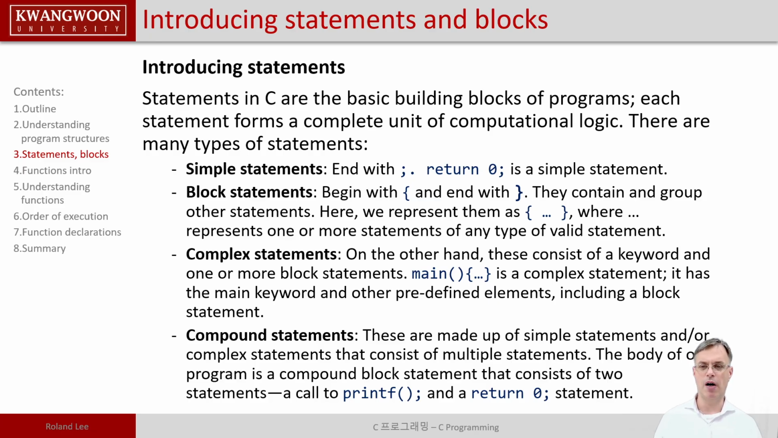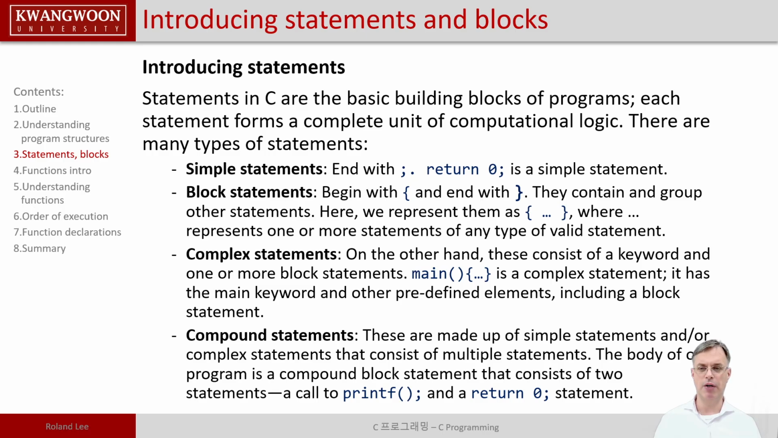Statements in C are the basic building blocks of programs. Each statement forms a complete unit of computational logic. There are many types of statements, and they are made up of a wide variety of elements. A simple statement, as you see here, is for example return 0 semicolon. A block statement always begins with a curly bracket and also closes with a curly bracket.